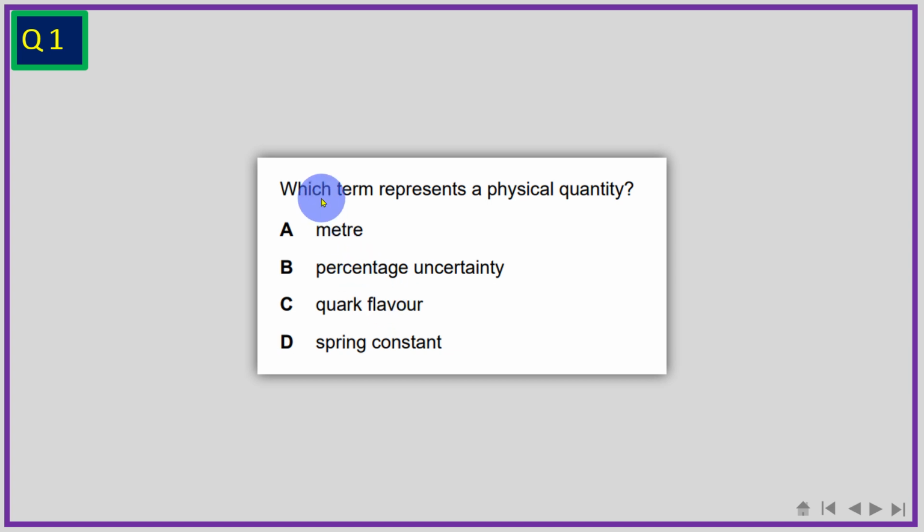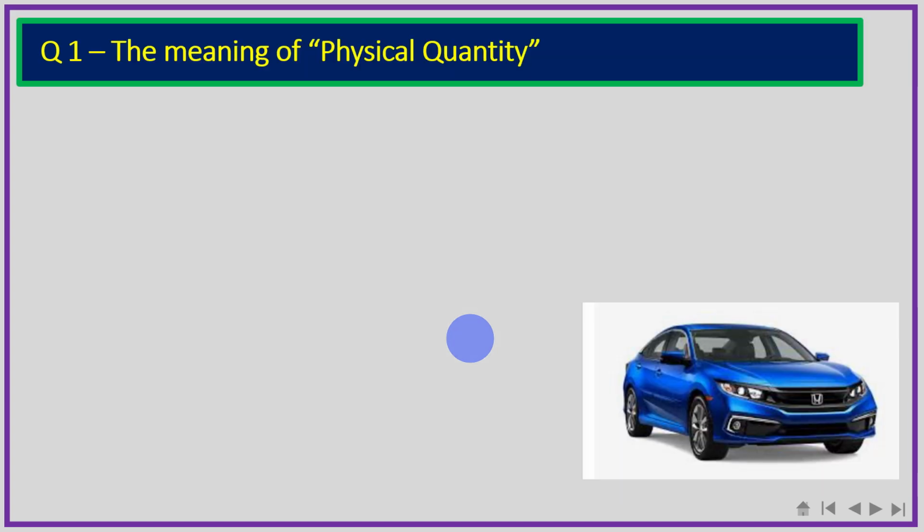In this first question, we are asked which term represents a physical quantity. Meter is a unit. Percentage uncertainty is not a physical quantity. Flavor is not a physical quantity, but spring constant is a physical quantity. So let's look at more information about physical quantities.